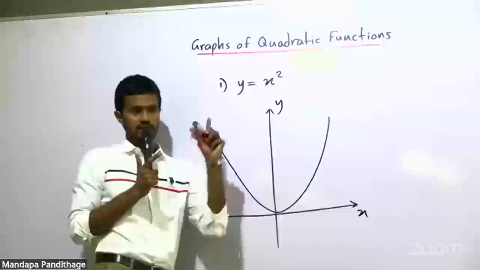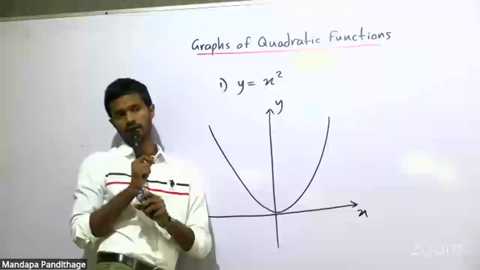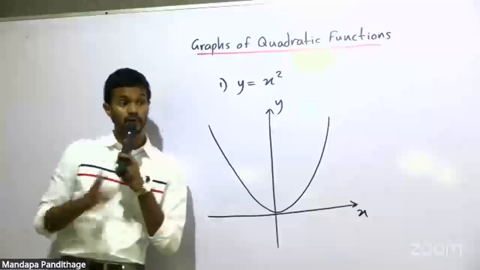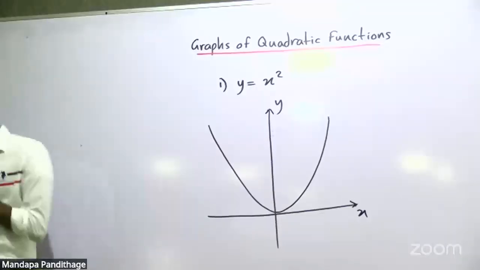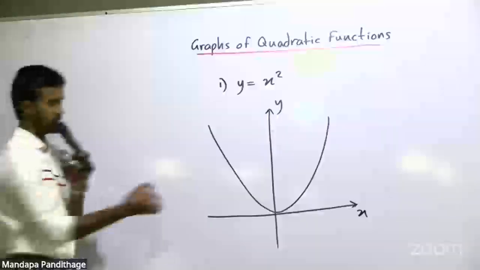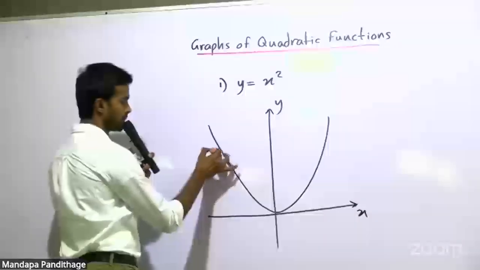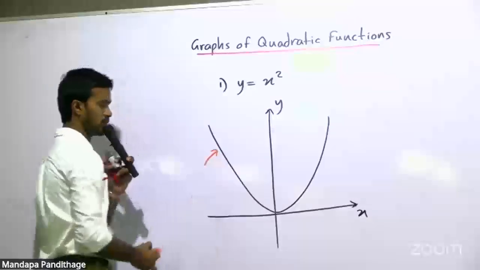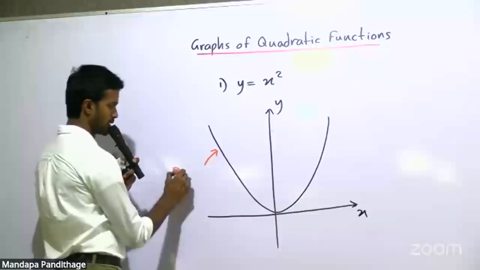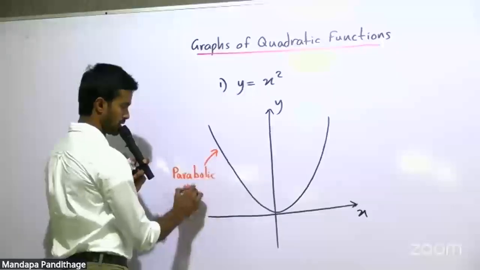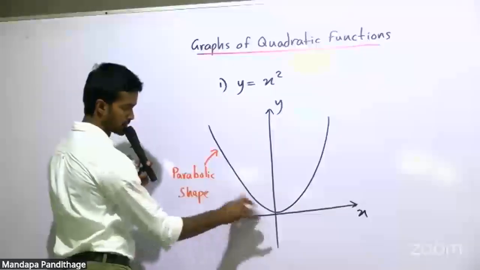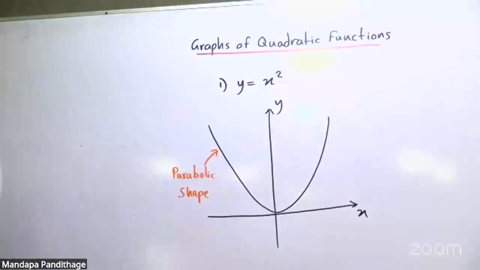Can you remember what is the name of the shape? We call it a parabolic shape. So the shape is a parabola. It's not a circular one or another one, it's a parabolic shape. And this one, we call this a minimum. So this is a minimum.